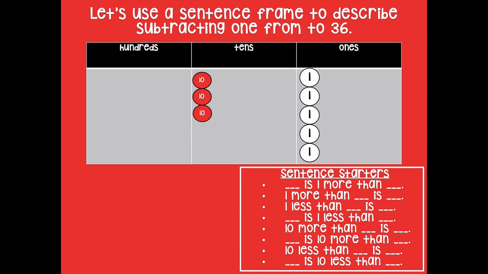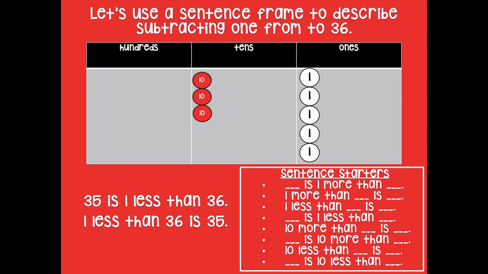Let's use a sentence frame to describe subtracting 1 from 36. So now we need to find the ones that have to do with subtraction with 1. And that's going to be these 2 right here. 1 less than blank is blank, and blank is 1 less than blank. So let me come up with one, and you guys can come up with another one. So I could say that 35 is 1 less than 36, because notice that's what we have modeled on our place value chart. 3 10s and 5 1s. What's another sentence that we could use to describe subtracting 1 from 36? Yeah, we could say 1 less than 36 is 35.